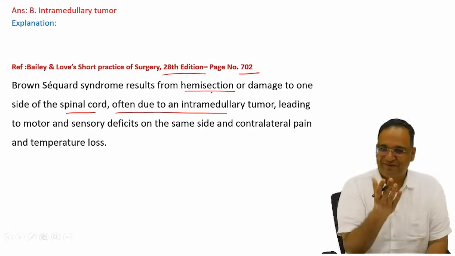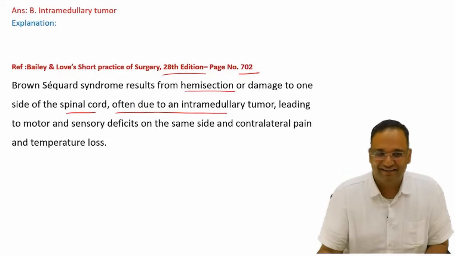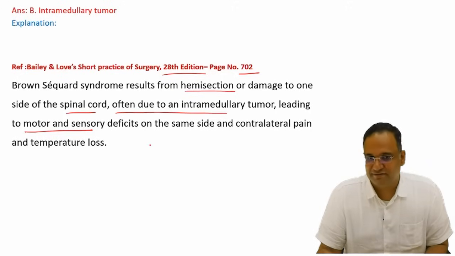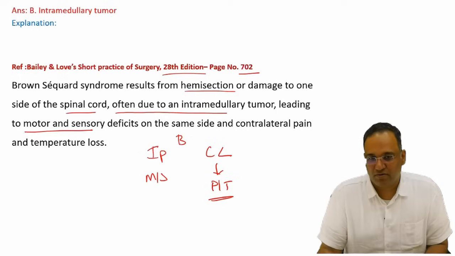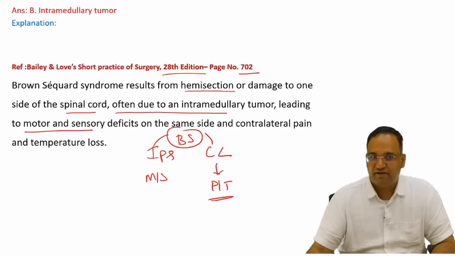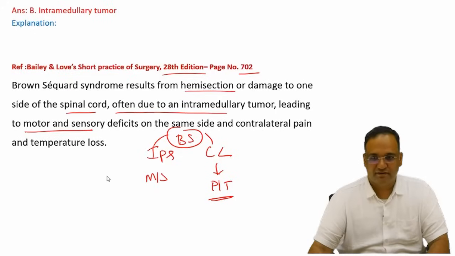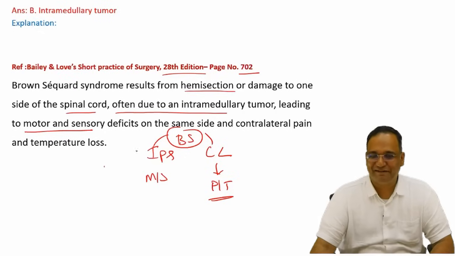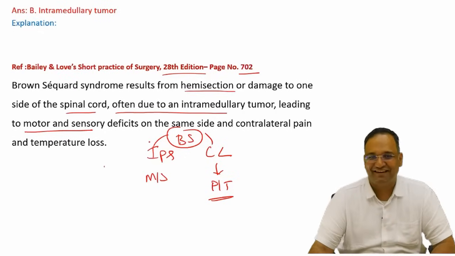See how, was the question asked in the same way? You need to recollect it. It leads to motor and sensory deficits on the same side. Okay, ipsilateral motor and sensory, and contralateral pain and temperature. This is Brown-Sequard, correct? This way you remember, right? Ipsilateral, contralateral. Was the question asked in the same way? Was intramedullary in your option? Yes, the same word is given in Bailey. Same word. Okay.